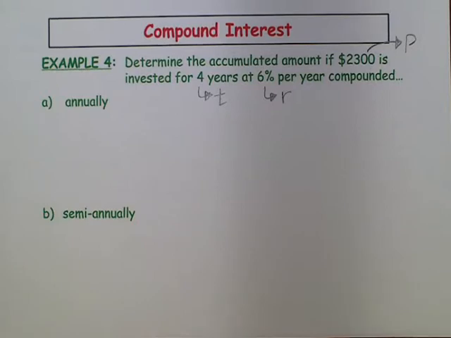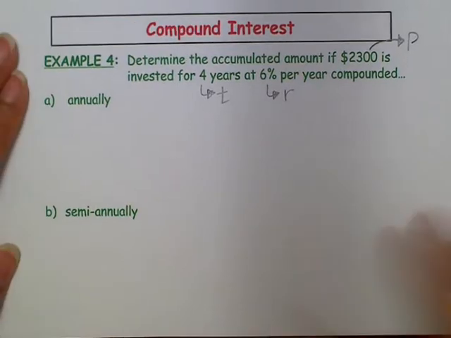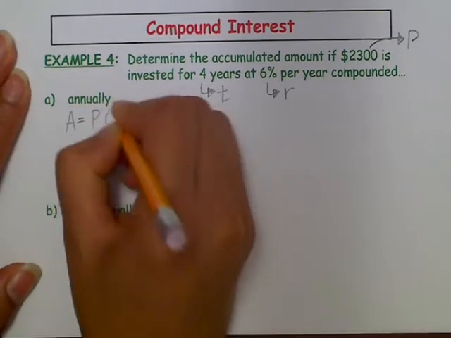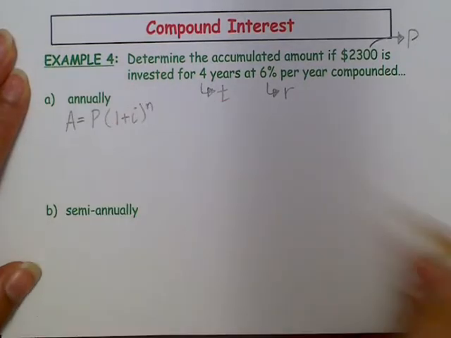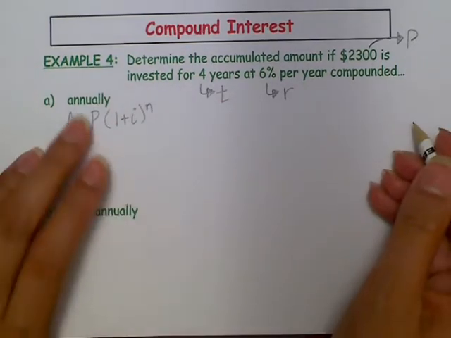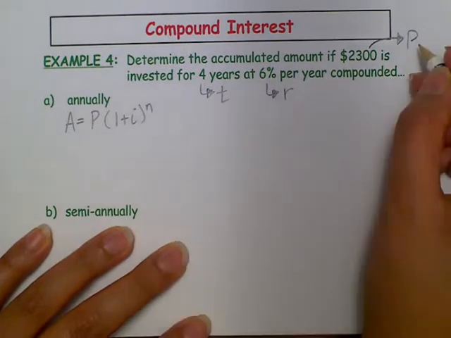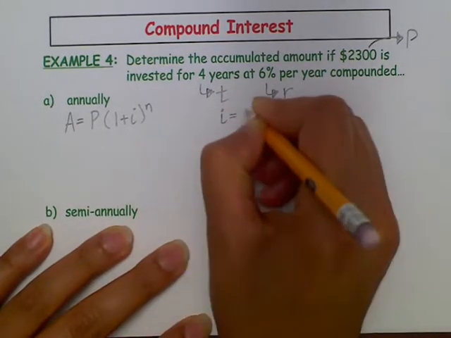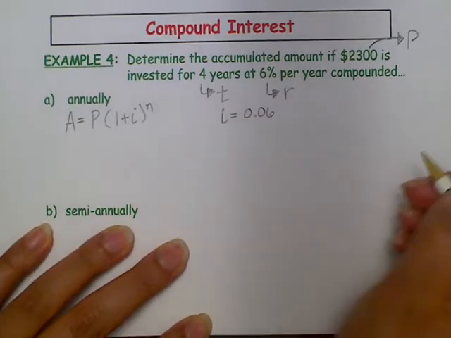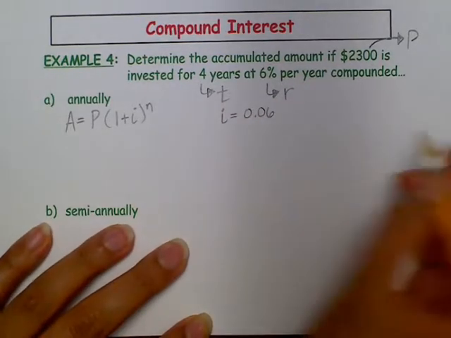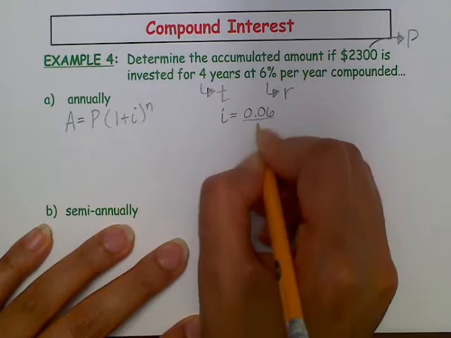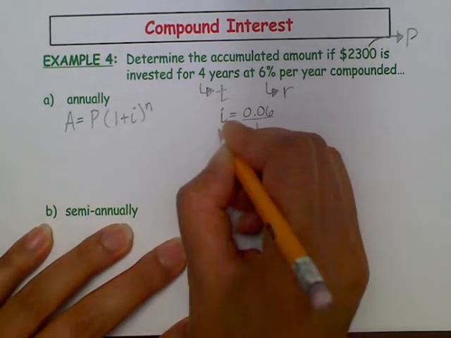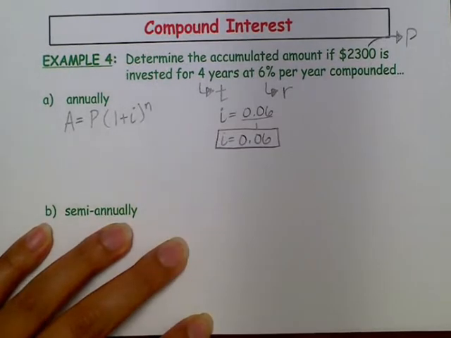Okay, so let's start by looking at the formula. So we have A equals P times 1 plus I to the exponent N. And because we're looking at an annual interest rate, the principal amount we know is $2,300. I is going to equal 0.06. And because your interest is compounded on an annual basis, if I take this and I divide it by 1, I still get the same interest rate. So the interest rate actually doesn't change because I'm looking at an annual interest rate and it's 6% per year.